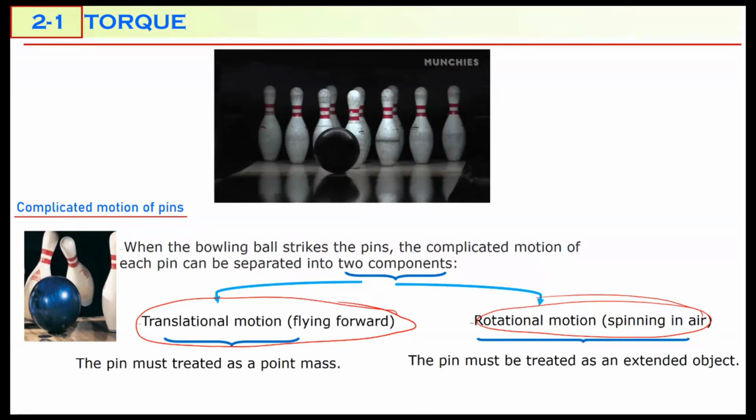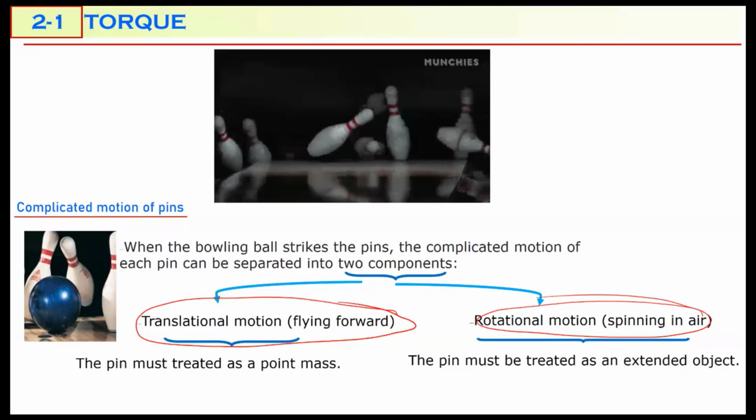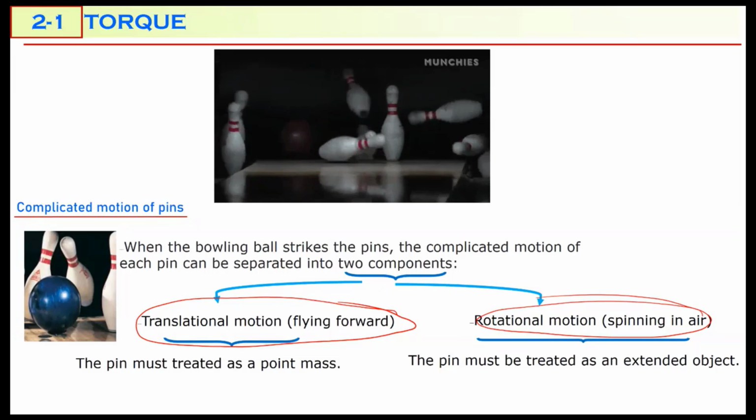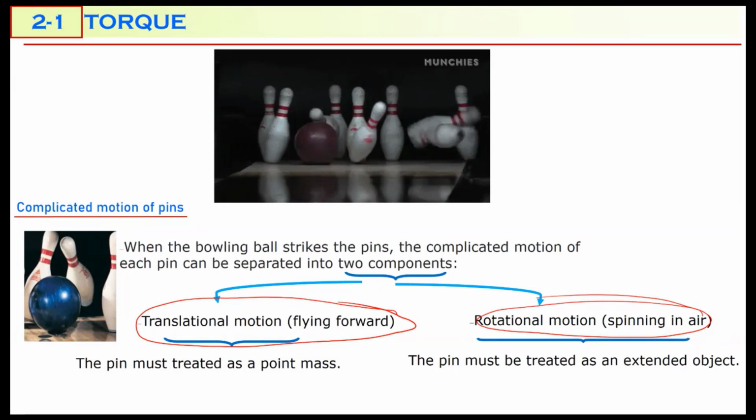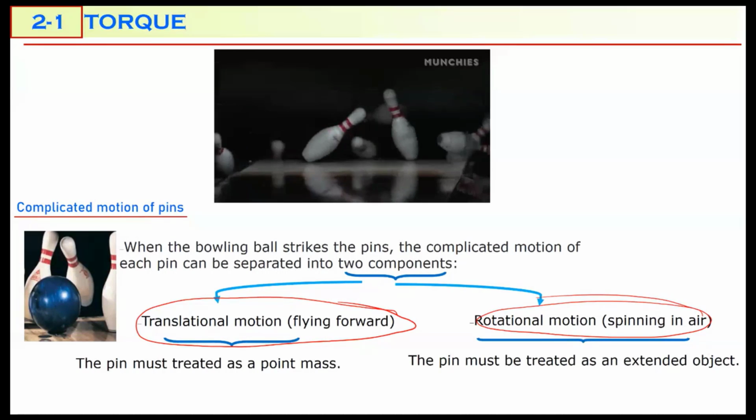So a bowling ball strikes the pins and the pin spins in the air. So the pin must be treated as A, a point mass, B, an extended object, C, none of them, D, and so on. If the wording is that it spins in the air, it is referring to rotational motion, so the pin must be treated as an extended object.